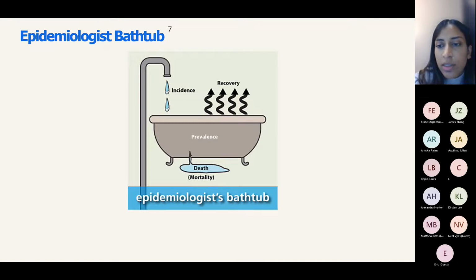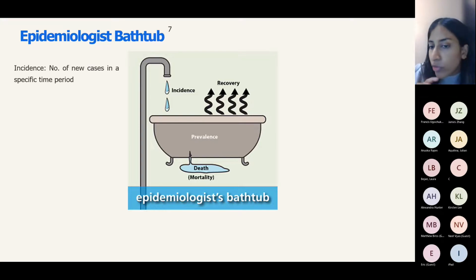In the next set of statistics, we're going to revisit some important definitions. I don't know if anyone's seen this. It's called the epidemiologist's bathtub, and it's quite helpful to understand definitions of incidence and prevalence. So firstly, incidence, that's the number of new cases in a specific time period.